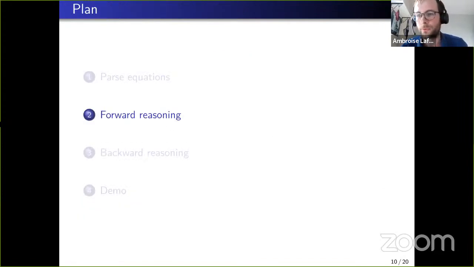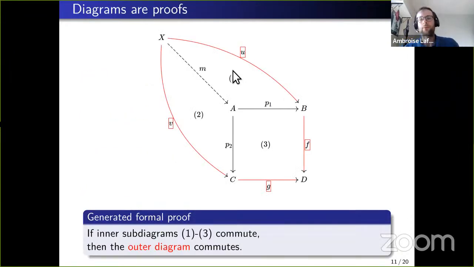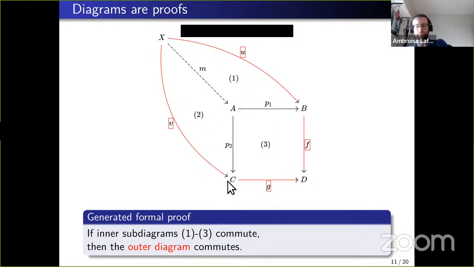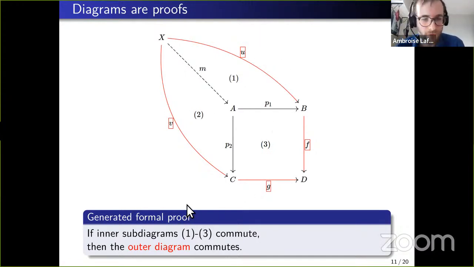Now we explain the forward reasoning mode. So the idea for this part is that a commutative diagram is a proof. For example, in this example, we have 3 subdiagrams, and what this diagram says somehow is that if each of the subdiagrams 1, 2, 3 commutes, then the outer diagram commutes. So this is what the generated proof script will prove. It will leave you to prove the subdiagrams.